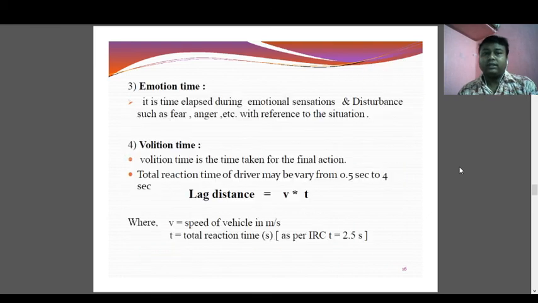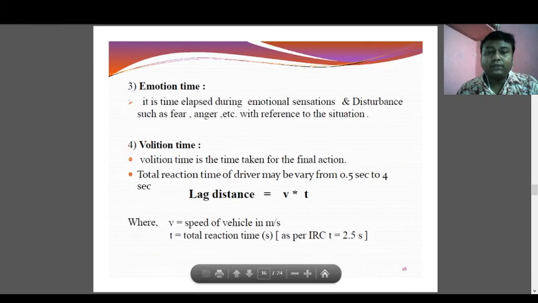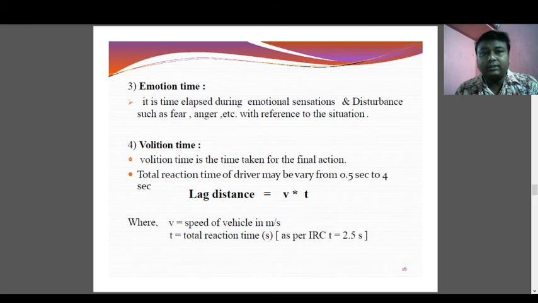Now, as I discussed, perception and intellection have been covered. So now is the emotion. Emotion is the time elapsed during the emotional sensation and disturbance, such as fear, anger, etc., with reference to the situation. And what is volition? Volition time is the time taken for the final action. The total reaction time of a driver may vary from 0.5 second to 4 seconds.